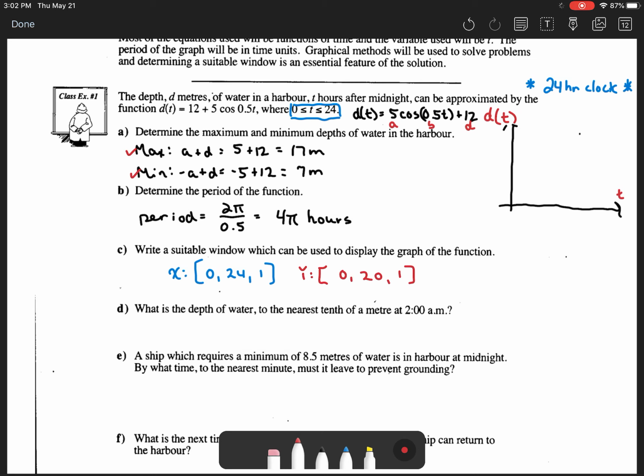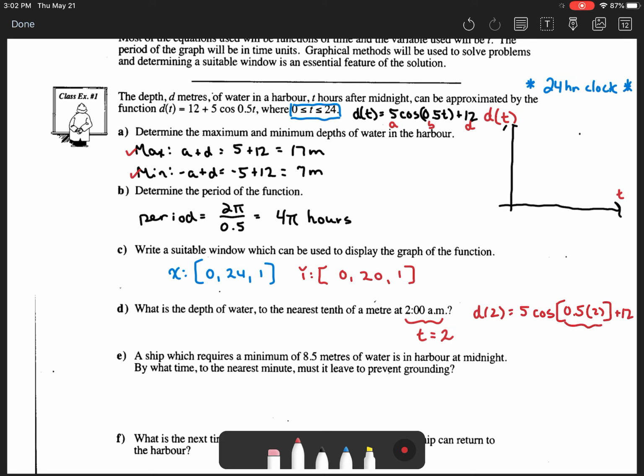So in D, it says, what is the depth of the water to the nearest tenth of a meter at 2 a.m.? So 2 ways to do this. If I want to solve algebraically, 2 a.m., this is a time, isn't it? So I would be substituting t equals 2 into my equation. So simply the equation would look like this. D at t, which should be 2, so I can replace that with 2. So the depth at 2 would be 5 cosine of 0.5 times 2. And then you would add 12.